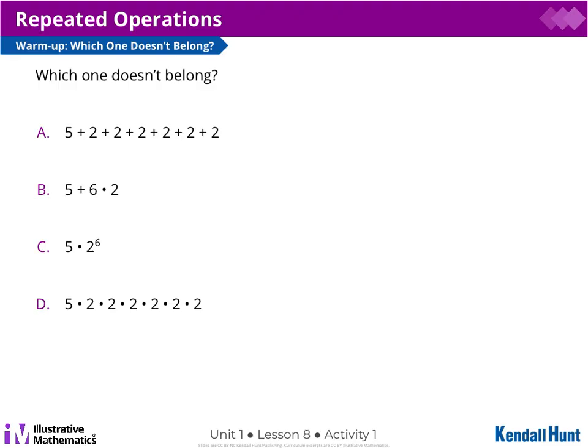Okay, which one doesn't belong as a warm-up activity? Look at it, make an argument, make a mathematical argument.